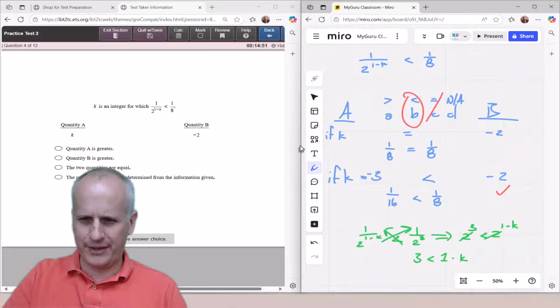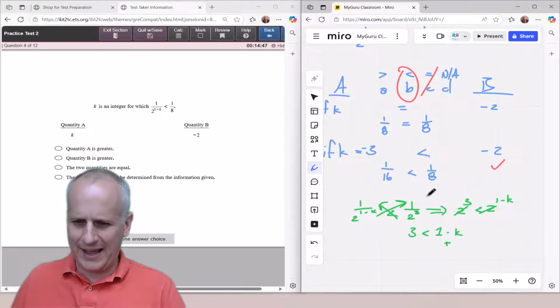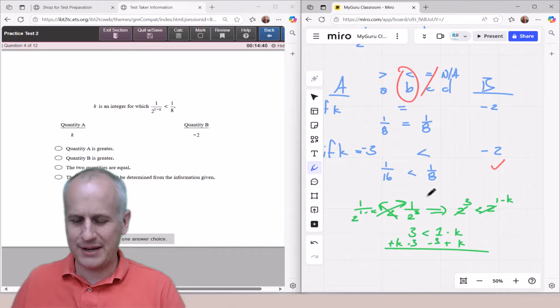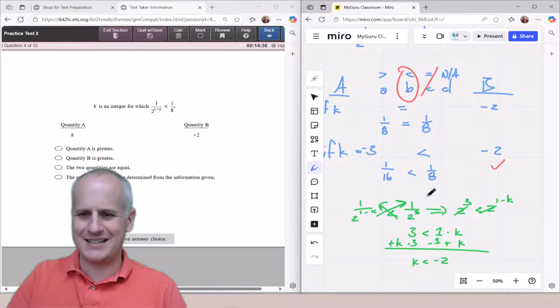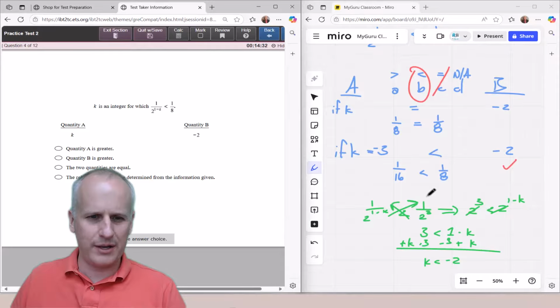We'll scroll down just a little bit so we can see it a little bit better, give me some room. We'll add k, subtract 3, and subtract 3, and we discover that k has to be less than -2, which is the exact thing we came up with through our model. And either way, quantity B has to be the greater of the two quantities, and we'll move on to the next question.